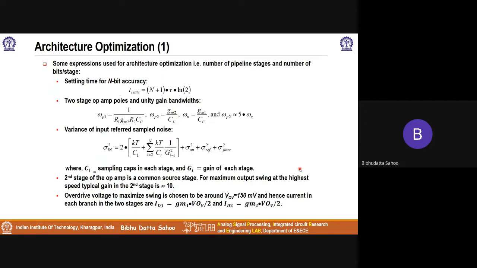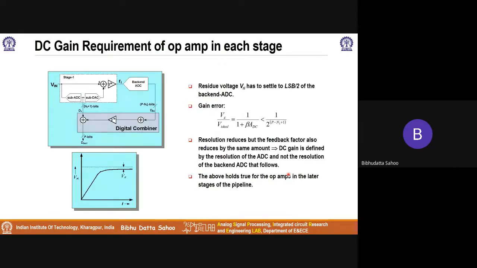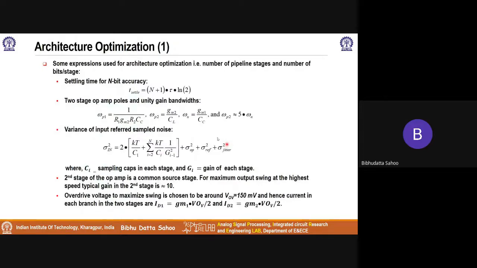Now let us see how we can arrive at the power numbers based on this analysis. So these are some expressions based on a simple 2-stage op-amp circuit. Now let us see. The settling time for n-bit accuracy is given by this expression. So if I have to settle to 10 bits, then I need 11 times ln2 time constants.